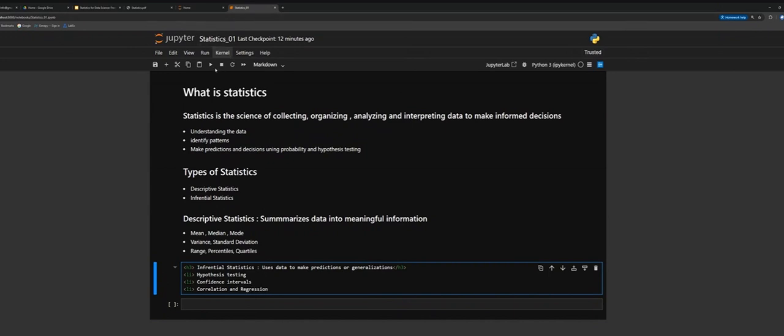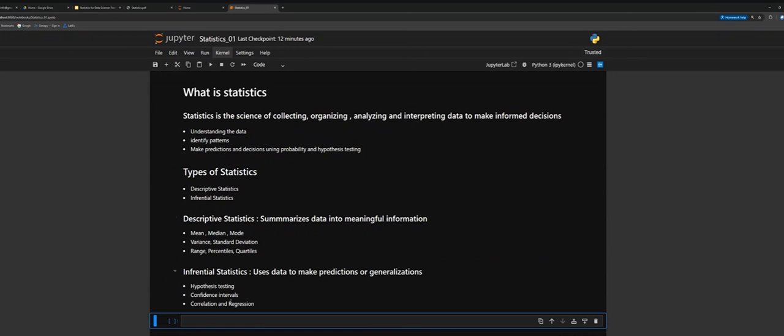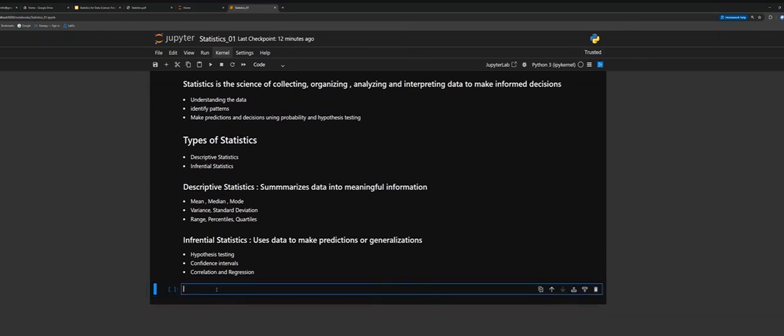Okay, so these are some of the methods for inferential statistics: hypothesis testing, confidence intervals, correlation and regression. Now we'll do some examples here. For my example, I need sample data, so I'll use NumPy.